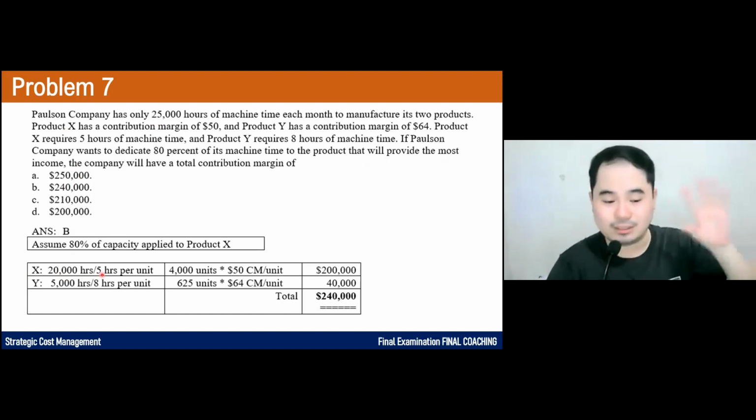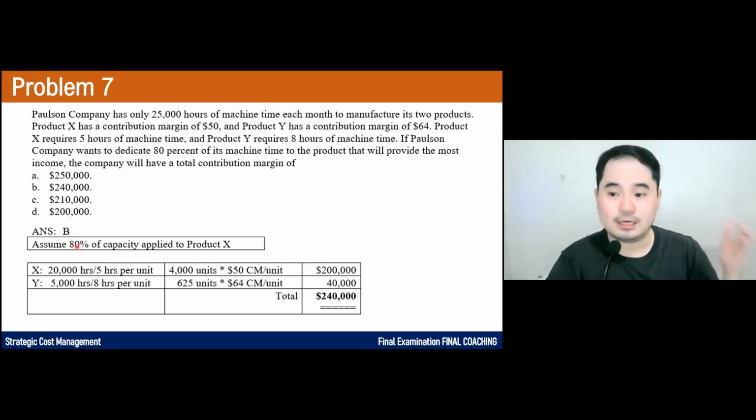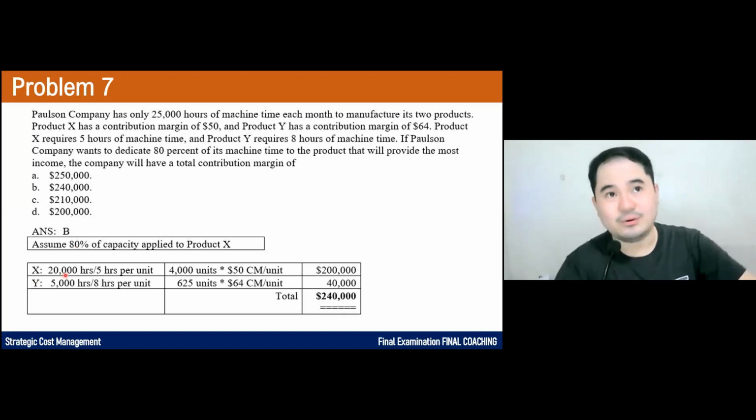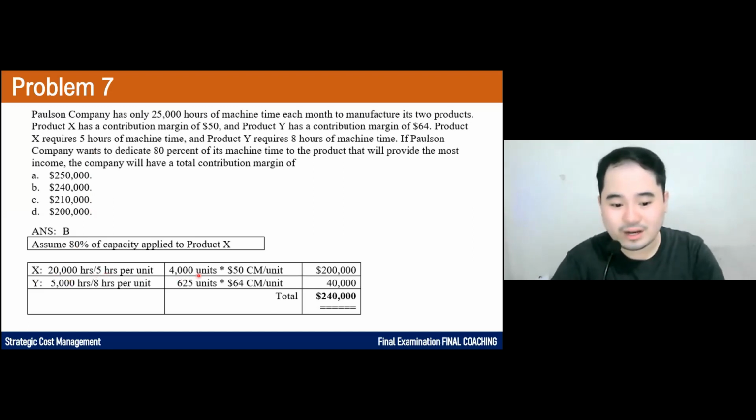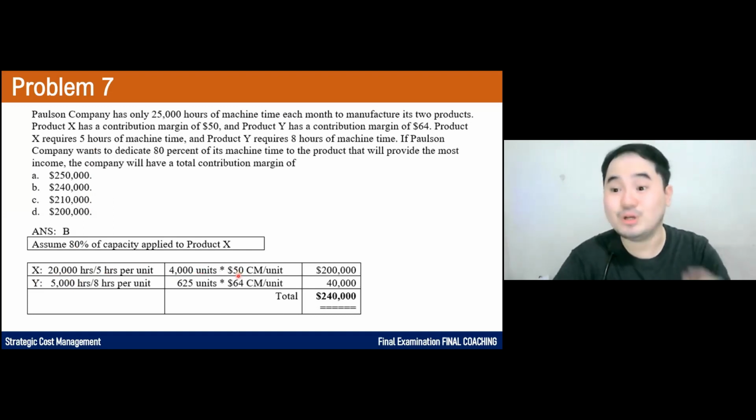Oh, ganito ha. Teka, ulitin natin. So, yung 25,000 hours na meron ka, 80% niya mapupunta na kay X. So, kay product X na agad yung 20,000 hours of production mo. Ganun siya. Okay. Now, ang sabi natin kay X, ang requirement sa kanya, 5 hours of machine time. So, 20,000 divided by 5. Okay? So, makakagawa ka ng 4,000 units in utilizing that 20,000 hours. Okay? So, 4,000 units multiplied by $50 na CM per unit.